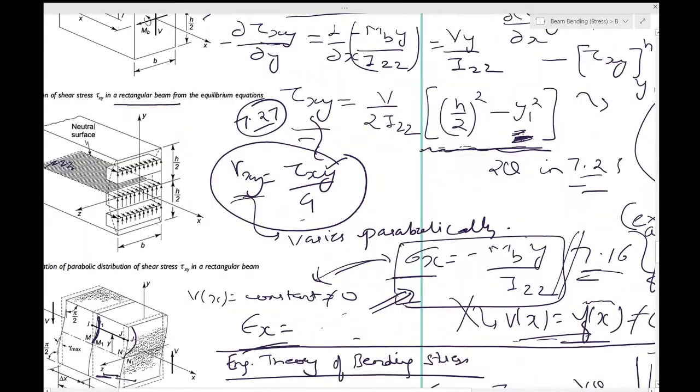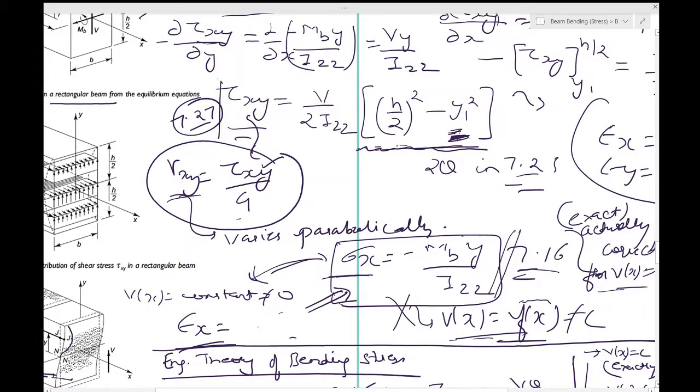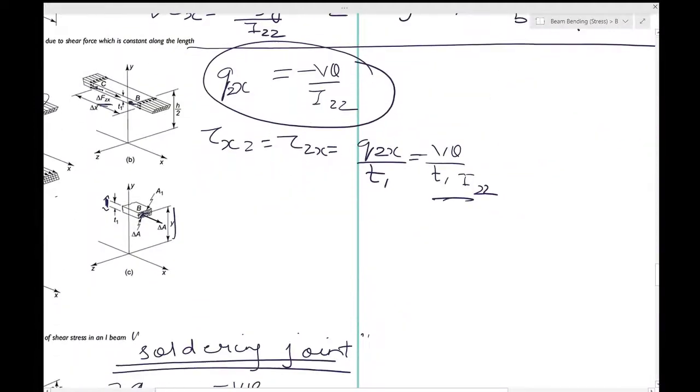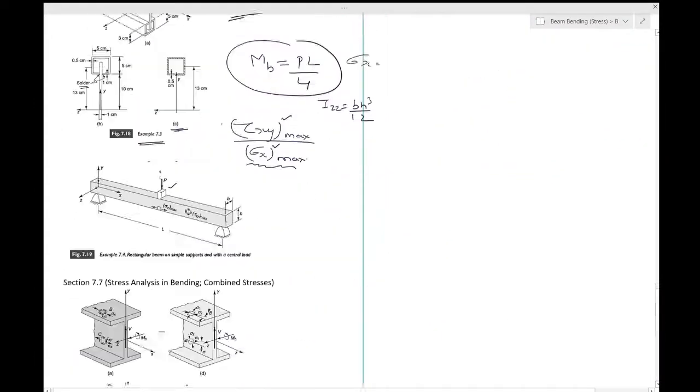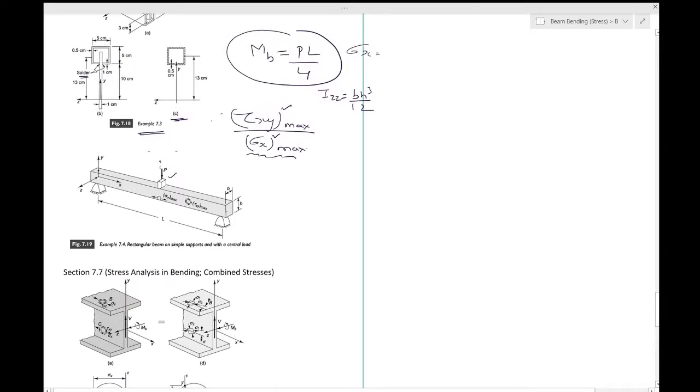This relation will be maximum at y equal to 0. So that will give you the desired ratio, which is the maximum shear stress divided by the maximum normal stress in bending. I'll just go to that result and discuss it, because this is very widely used. So tau xy max divided by sigma x max should be equal to half into h by L.